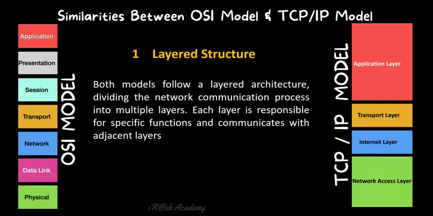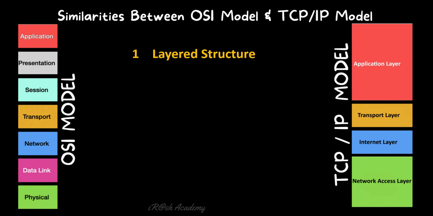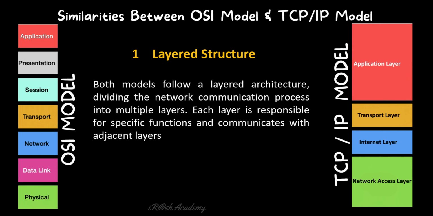The OSI model provides more layers, so it can explain the functionality of the network more deeply than the TCP/IP model. Point number 1, the layered structure. How are the OSI model and TCP/IP model similar in their layered structure? Both models follow a layered architecture, dividing the network communication process into multiple layers. Each layer is responsible for specific functions and communicates with the adjacent layer.